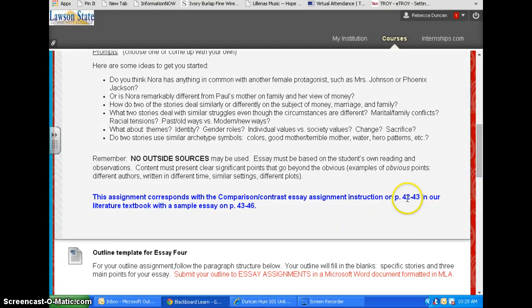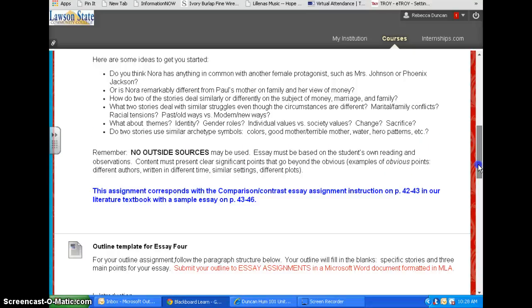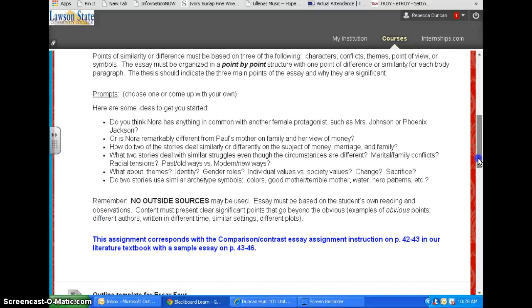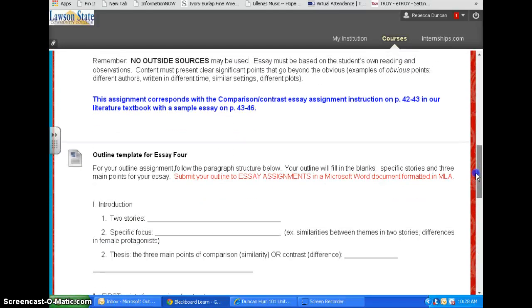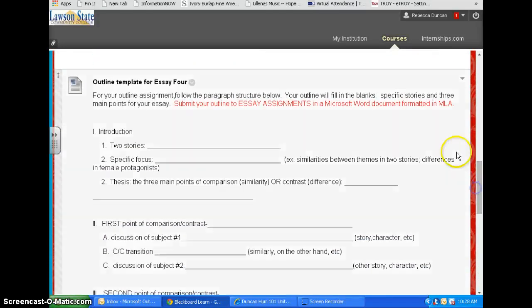If you want to see what one looks like, our literature book has some instruction on general comparison contrast writing on pages 42 and 43, followed up with a sample essay, pages 43 to 46. So especially if you've never done one before, it'd be good to see how one is written. Well, before you can even do an outline, you got to figure out what you're going to write about and what those points of comparison or contrast are with your stories, what your focus is going to be. And once you've done that, then you just plug this in.